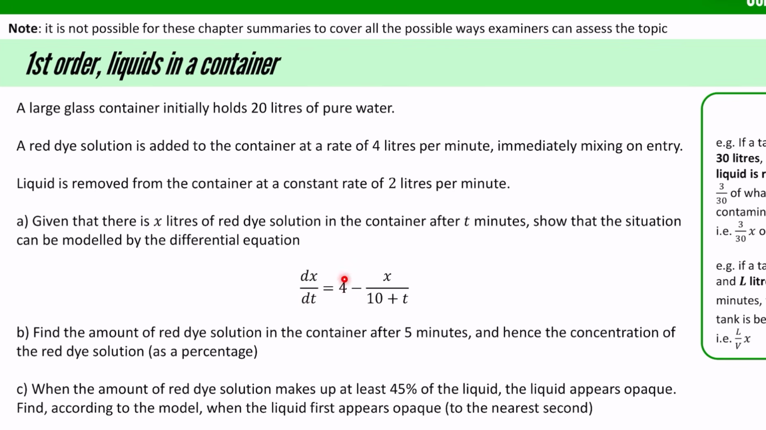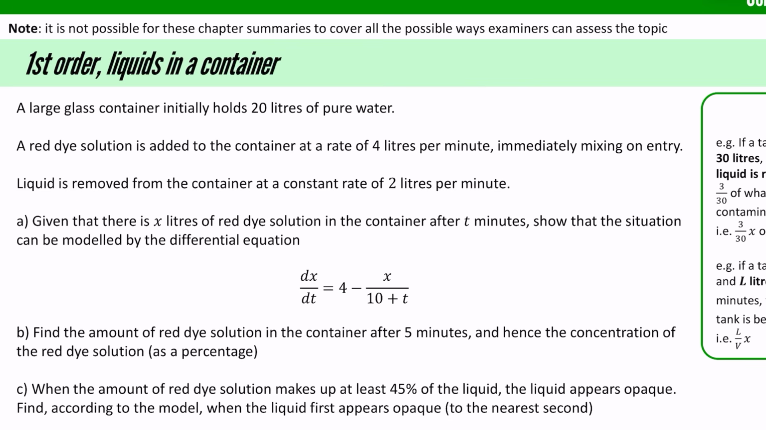So I think the 4 is the one that's really obvious because it is just being added at 4 litres per minute. So the amount of red dye will be increasing by 4 for this rate that we've got here. And then I want to work on this part, which has got a minus with it, meaning it's to do with the amount that is leaking. And it's definitely to do with this liquid that is being removed here.